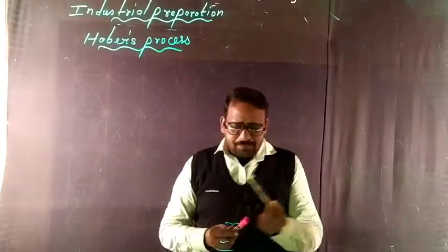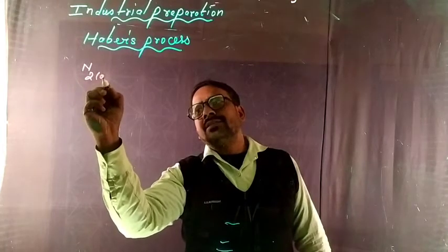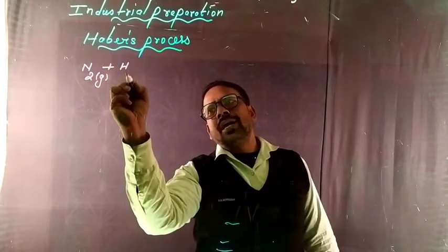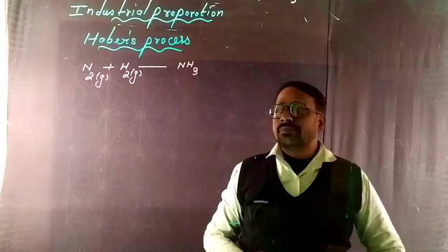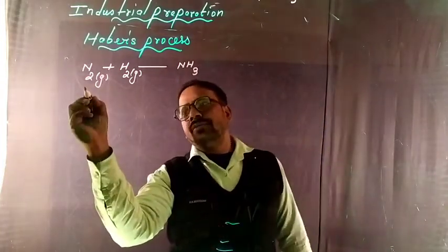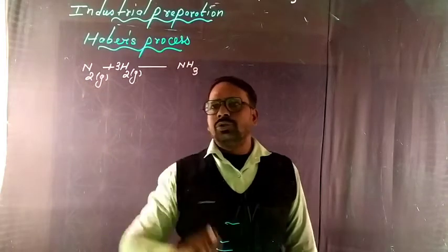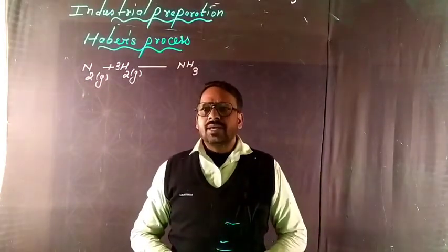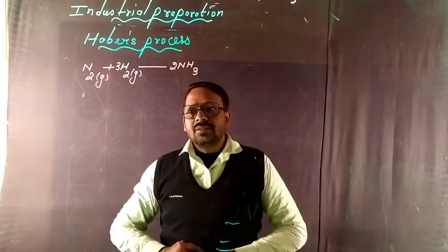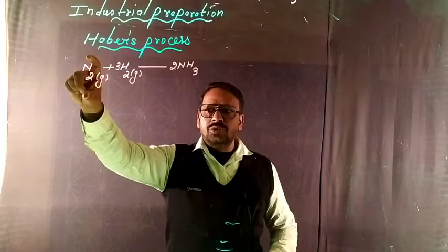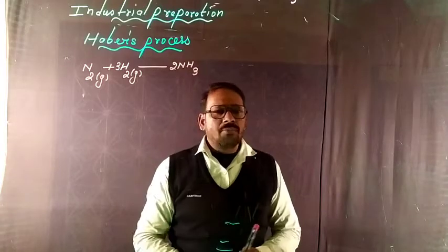In this process, we can prepare ammonia by reacting N2 gas with H2 gas, and we will get NH3. But we require some conditions. We'll take one volume of nitrogen and three parts of hydrogen. Then we'll get ammonia gas. Just balance it. Here two nitrogen is there, by putting two you will get two NH3. Means one part nitrogen and three parts of hydrogen gas combine chemically to form ammonia.